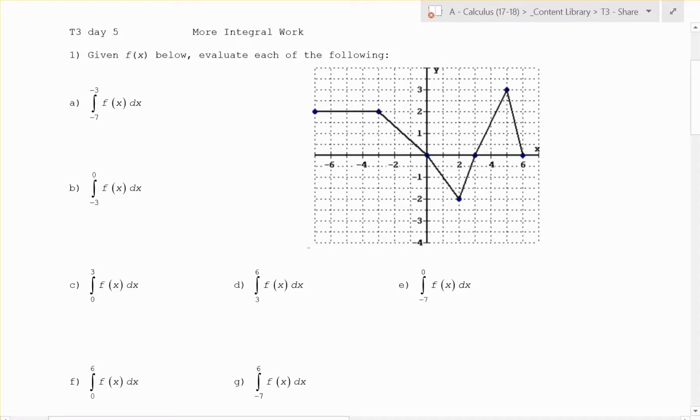Today we're going to continue our work with areas under curves, integrals. In this case, in this example at least, we'll be able to calculate them exactly because we're dealing with a piecewise function for each segment here. Each segment is a straight line.